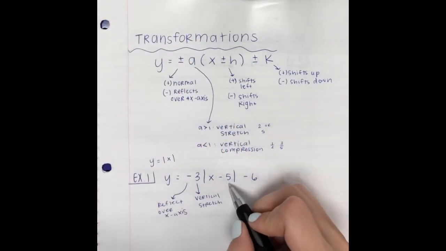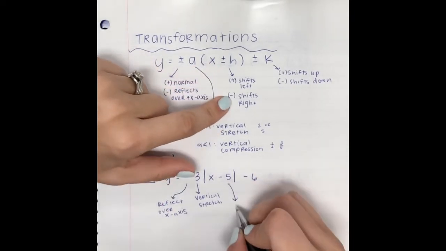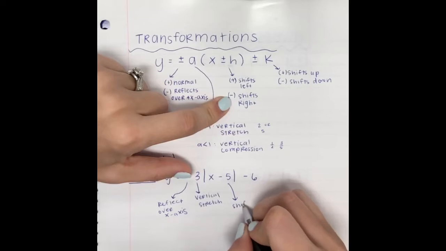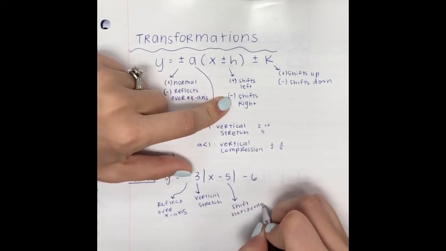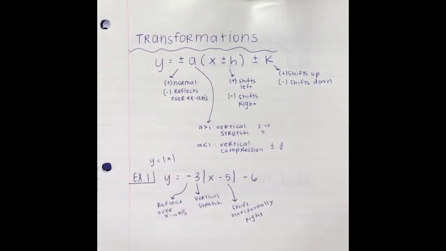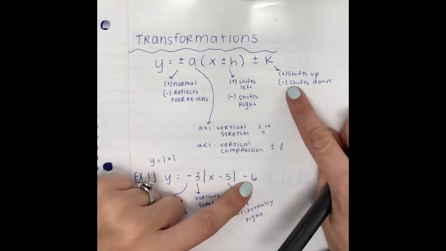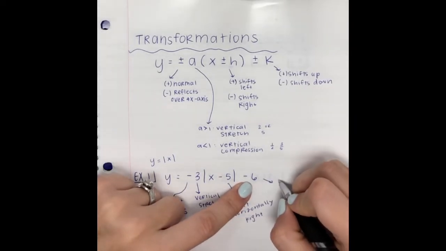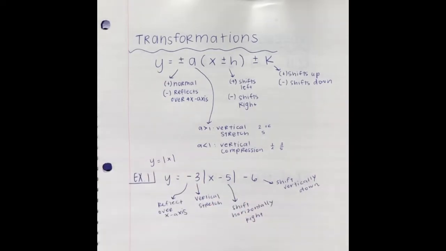Then this -5 that's grouped with my x, this is going to shift my graph horizontally to the right 5, okay? And then the -6 on the end is like our k. We're subtracting, so it's going to shift it vertically down 6. And that's it.